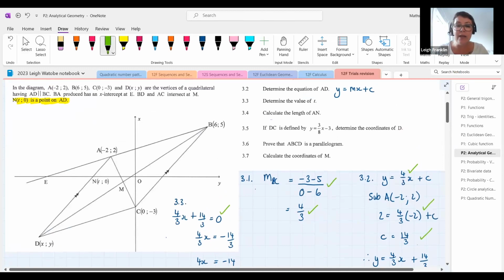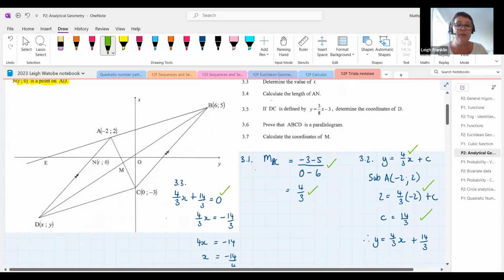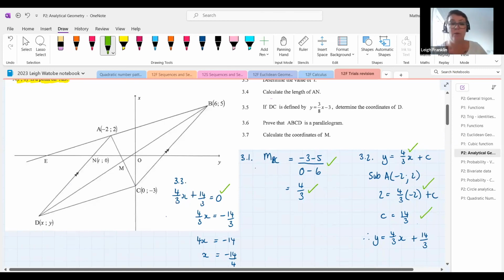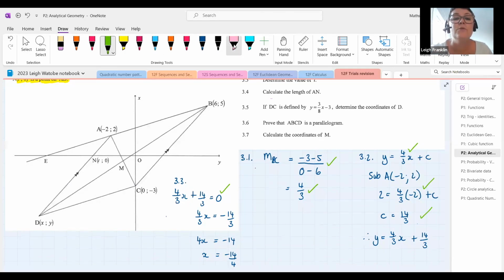They want us to calculate in 3.4 the length of AN. So what formula are we going to use to calculate the length of AN? We're going to use the distance formula, absolutely. It doesn't matter, Lebogang. You can use fractions or decimals. They don't mind. Either will work. Yes, correct, guys. Lovely, the distance formula.